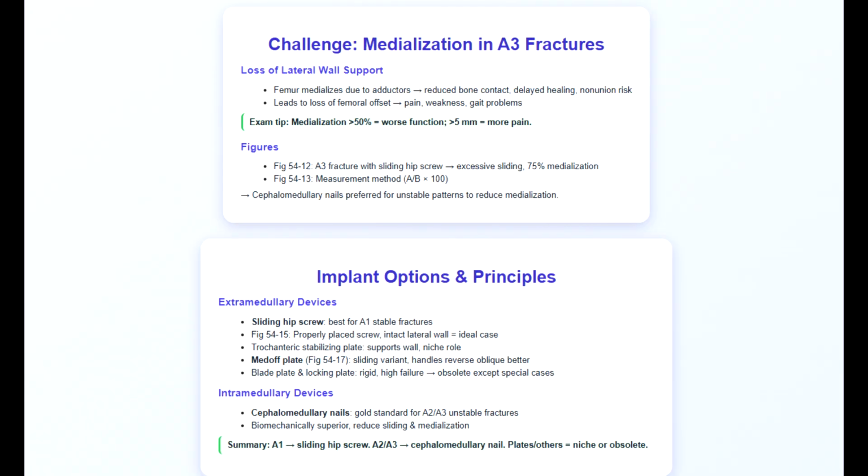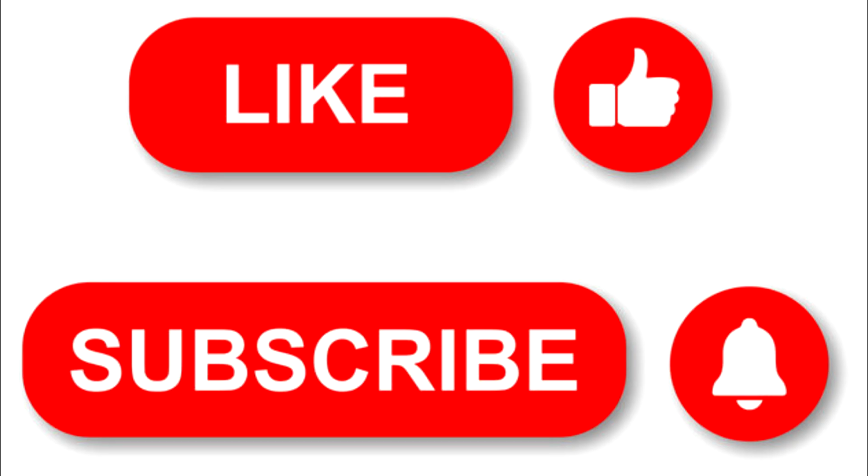One of the most important challenges in treating trochanteric hip fractures, especially the unstable A3 patterns, is the loss of lateral wall support. Without that buttress, the femur tends to medialize, pulled by the adductors. This medialization leads to several consequences: reduced bone-on-bone contact, delayed healing, higher risk of nonunion, and loss of femoral offset, which translates into impaired function and gait abnormalities.